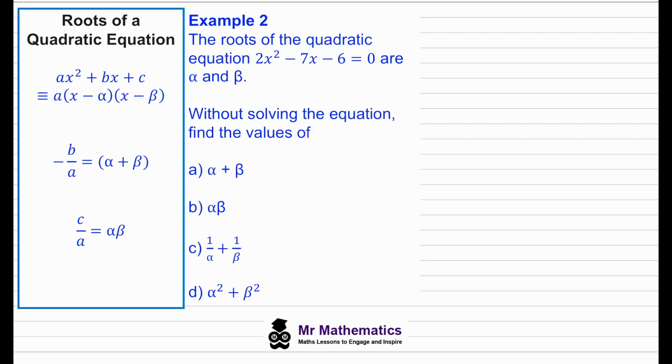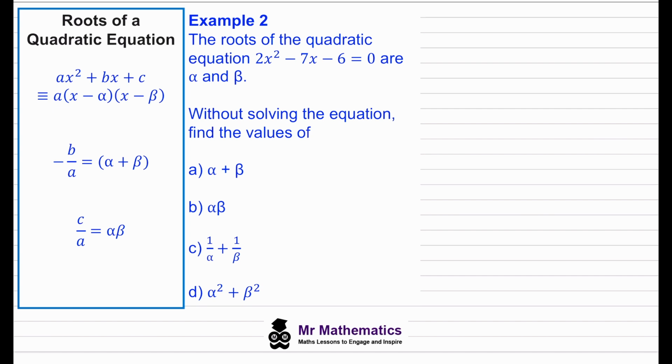Hi everybody, so this is my second video in the series on the roots of a quadratic equation. So in the previous video, I showed you how we can derive each of these two equations, and we can use these to describe the coefficients of a quadratic using its roots alpha and beta.